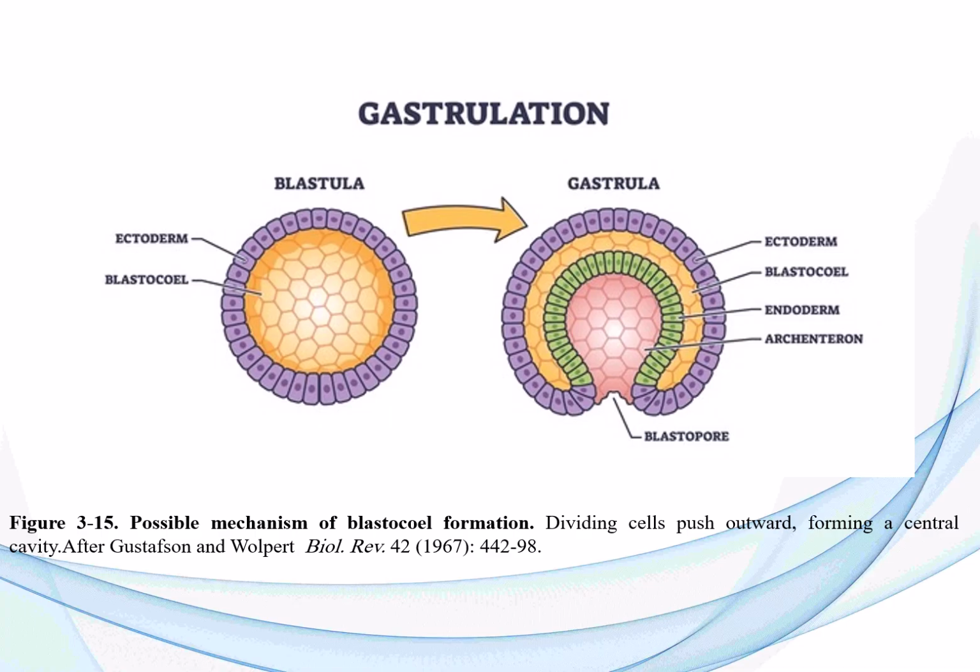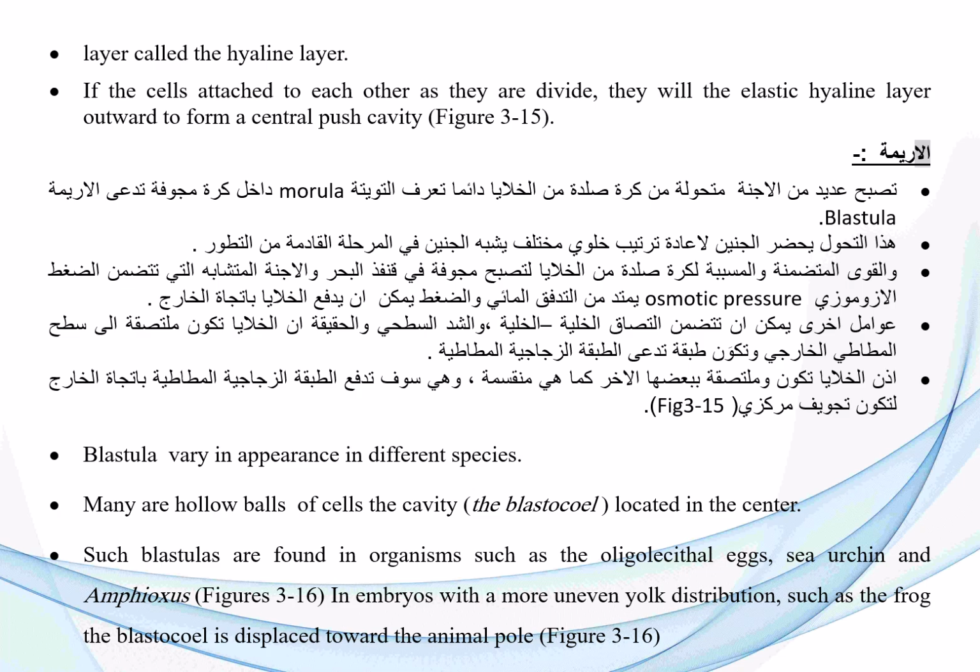The cells become more adhesive to each other side to side, forming a tight epithelial layer. They also adhere to an outer protein coat, the hyaline layer. As the cells continue to divide, they remain stuck together and attached to this outer layer. Since they can only really expand outwards due to the hyaline layer and their tight connections, this also contributes to pushing them out and enlarging the central cavity. It's a combination of water pressure and structural constraints.